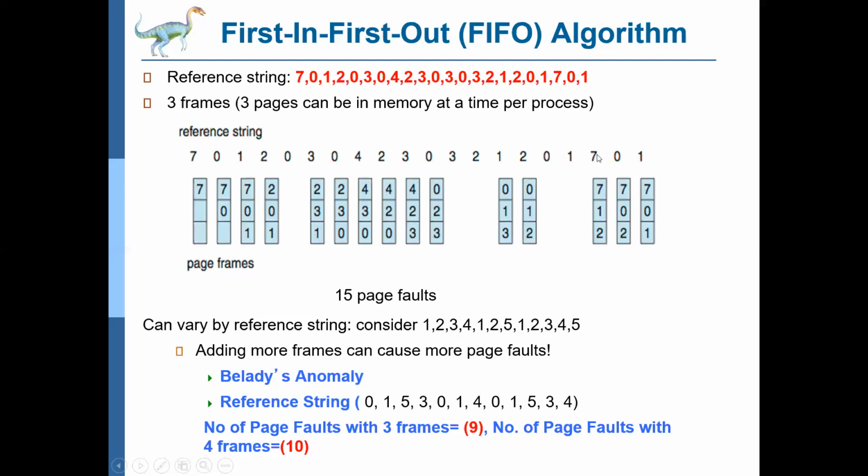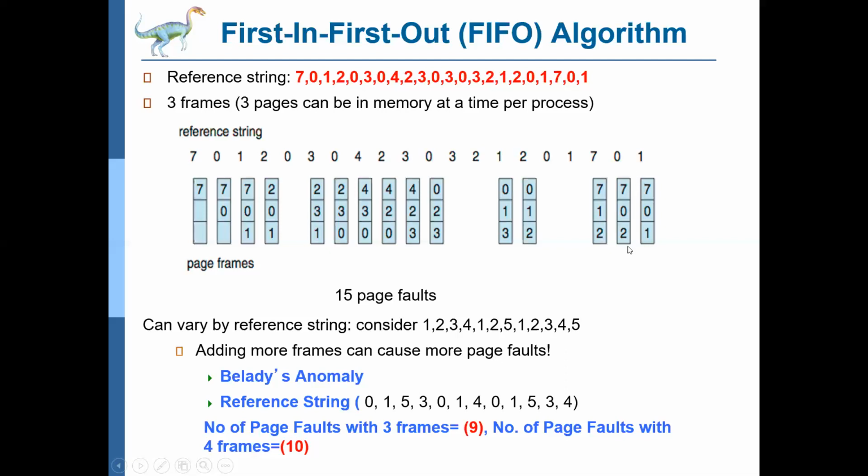Again 7. For 7, it is not found, so it is a page fault. Who is the oldest one over here? You can see 3 zeros over here, so this is the oldest. 0 is replaced with 7. And 0 is not found, so it's a page fault. So we search for which is the oldest one. We found 3 ones over here. This will be replaced with 0.